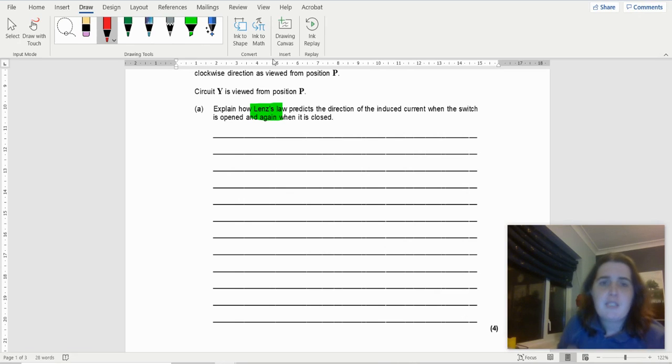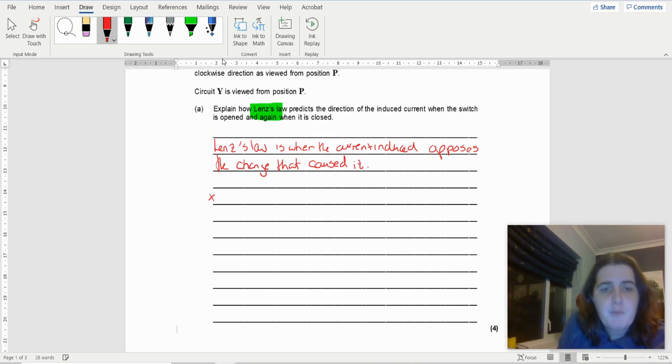So first of all, it says explain how Lenz's law predicts. So the first thing I'm going to do is state Lenz's law. Lenz's law is when the current induced opposes the change that caused it. Okay.